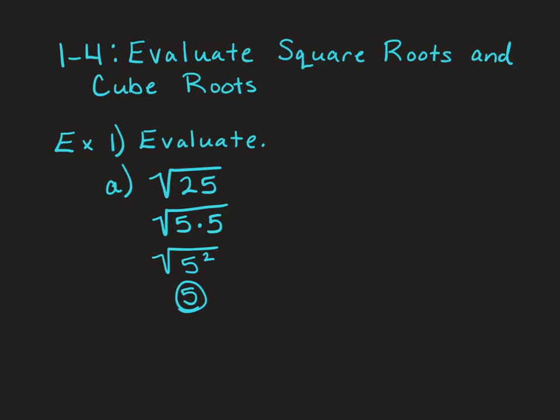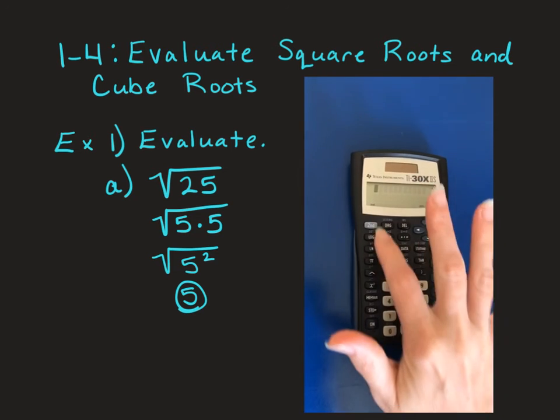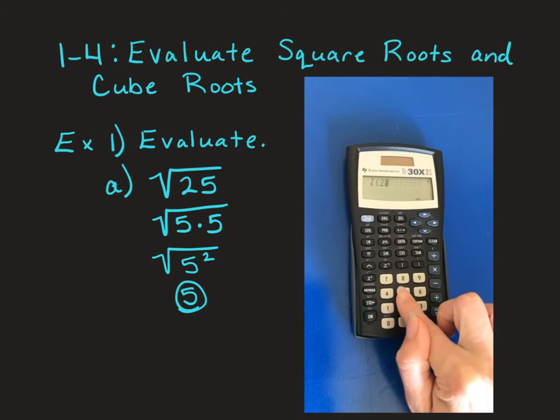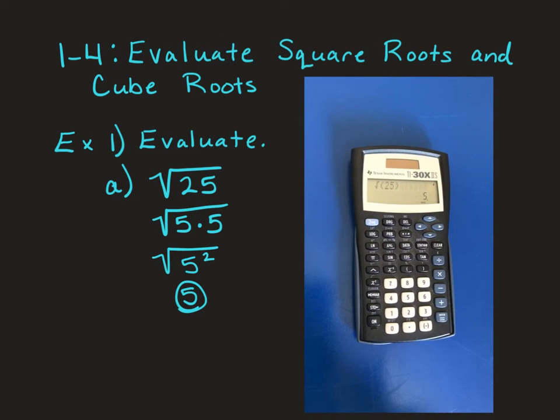Now let me show you this with a calculator. On the calculator, you type second, the square root button, then the number 25, close your parentheses, and hit enter, and you get 5.